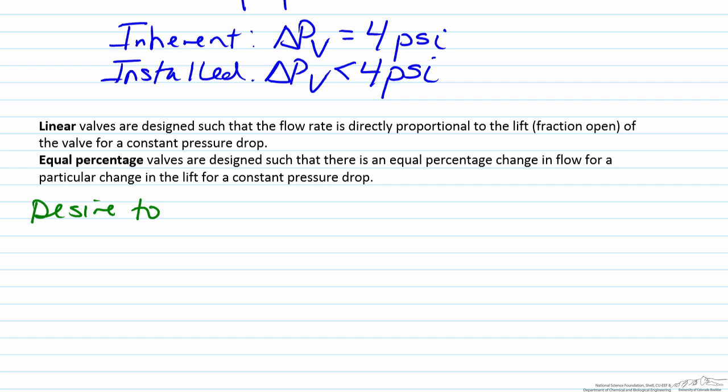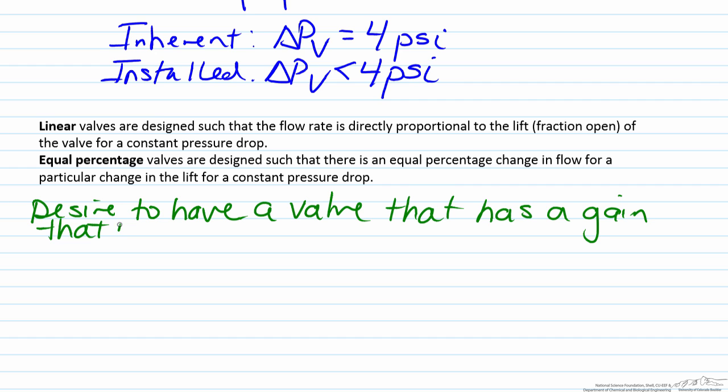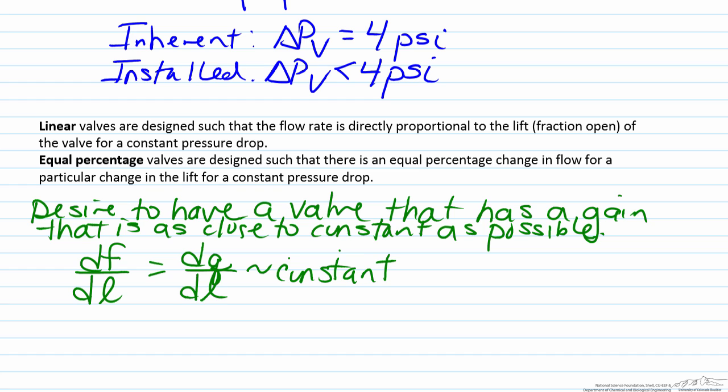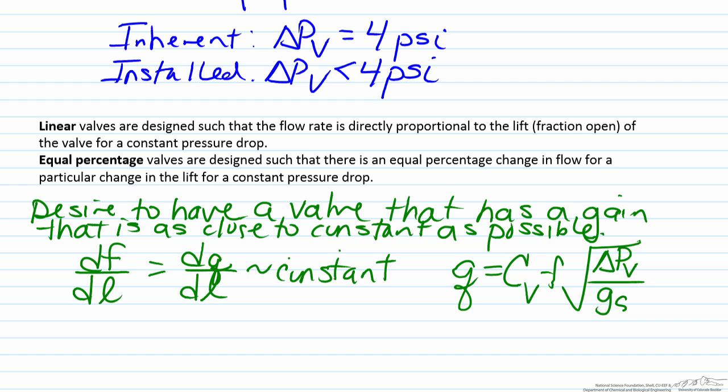We desire to have a valve that has a gain that is as close to constant as possible. So what we would want to have here is we would want either dF/dL, where F is the valve characteristic, or dQ/dL, where Q is the flow rate, to be approximately constant. F and Q are proportional to each other, just remembering the design equation for a control valve.